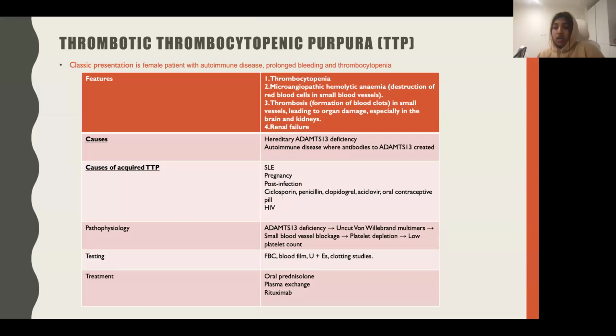Pathophysiology: the deficiency of ADAMTS13 causes uncut von Willebrand multimers, which then cause small blood vessel blockage, which then causes platelet depletion and a low platelet count. For testing, you would do an FBC, a blood film for schistocytes, U&Es for AKI, and clotting studies. The first line treatment is oral prednisolone. If that doesn't work, then you would do plasma exchange, and then you can do rituximab. But if it's first line treatment, it's oral prednisolone.